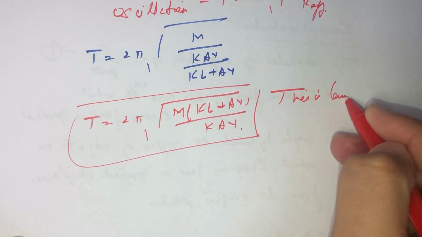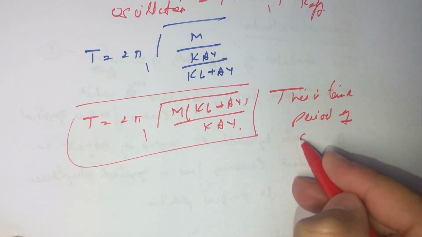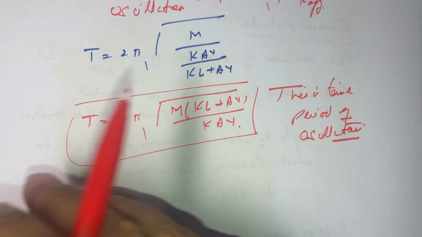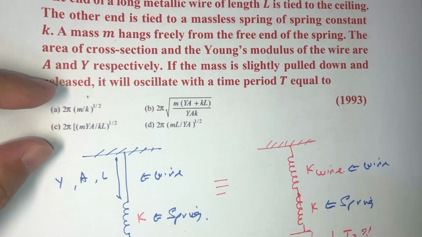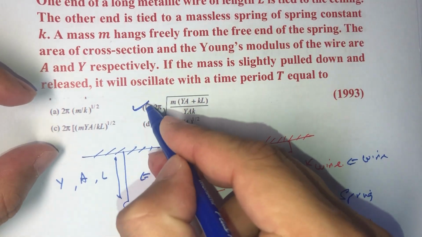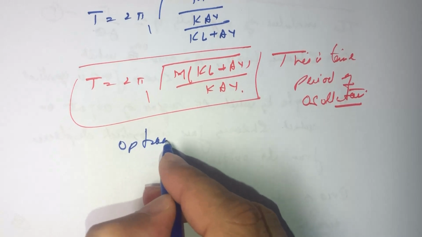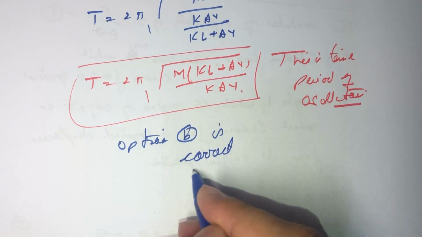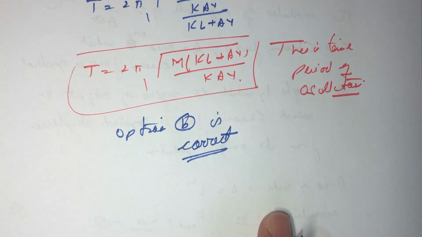This is the time period of oscillation, and among the options available to us, option number B is the correct option. Option B is correct. So this completes the question. Thank you.